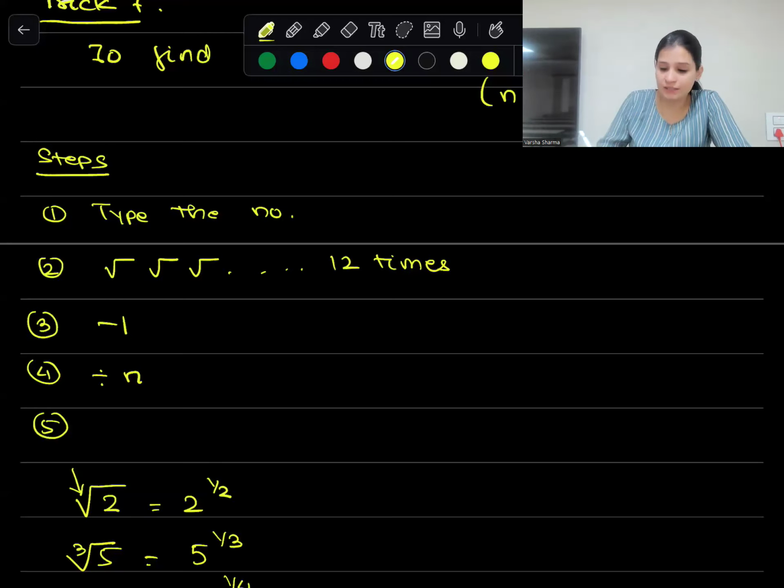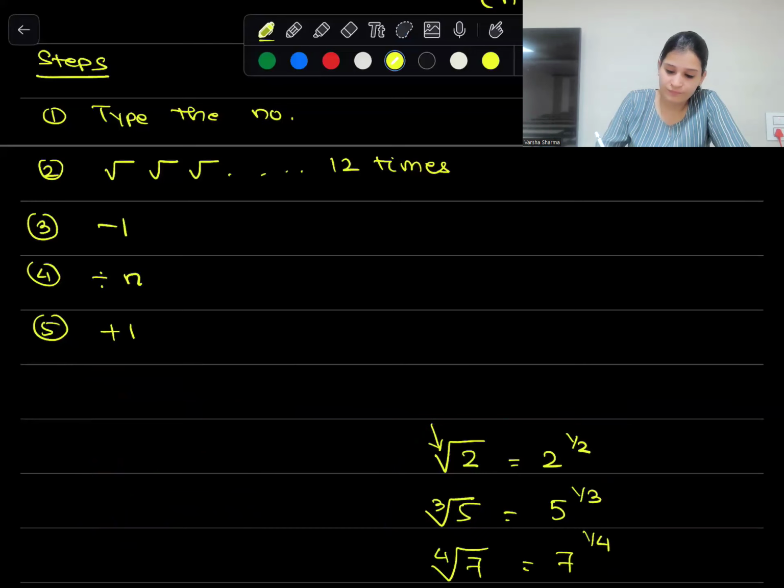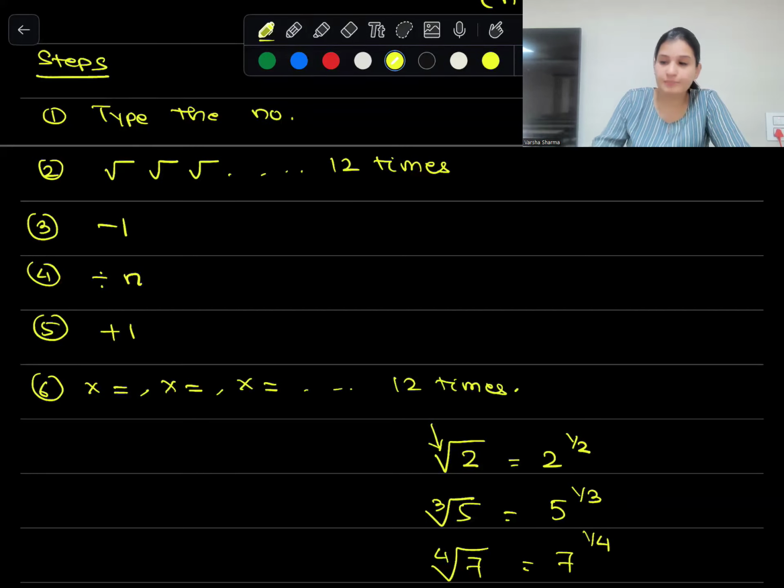Step 5. Since I've subtracted 1 earlier, add 1 again. And step 6, multiply equal to, 12 times. Very lengthy process, but it's the only way we can find these roots. There are alternatives also. We can go for trial and error in the majority of these sums, so we won't adopt this method in a normal circumstance. But in some cases, trial and error doesn't work. Then we will be using these steps.